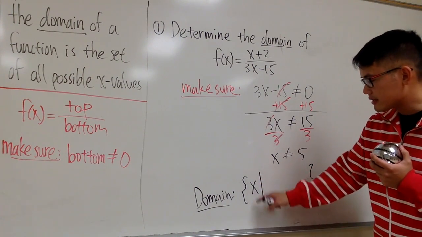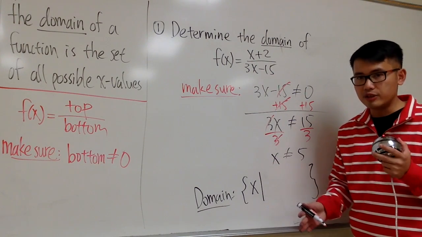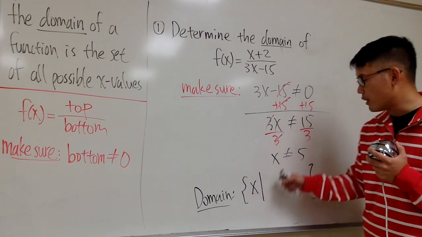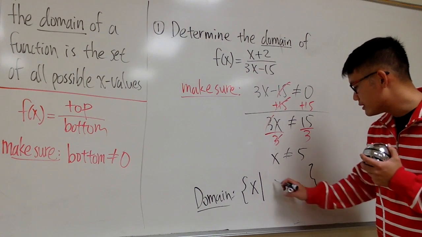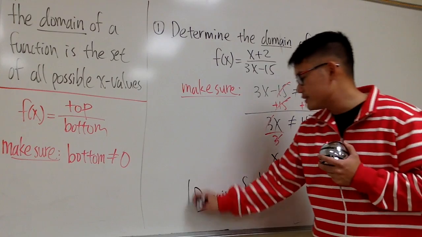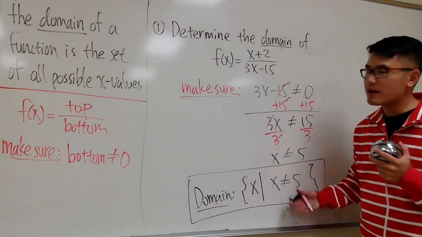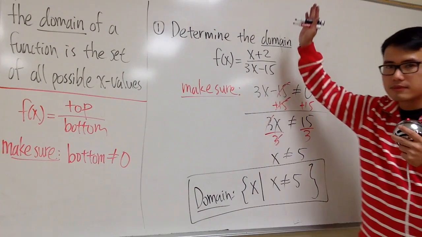And then when you have x, such that, right here, you are telling me the condition. You can use any x value except for x being 5. So right here, I'm just going to enter this in here. X cannot be 5. This right here is how we are going to present the domain for this function. And now let's look at another example.